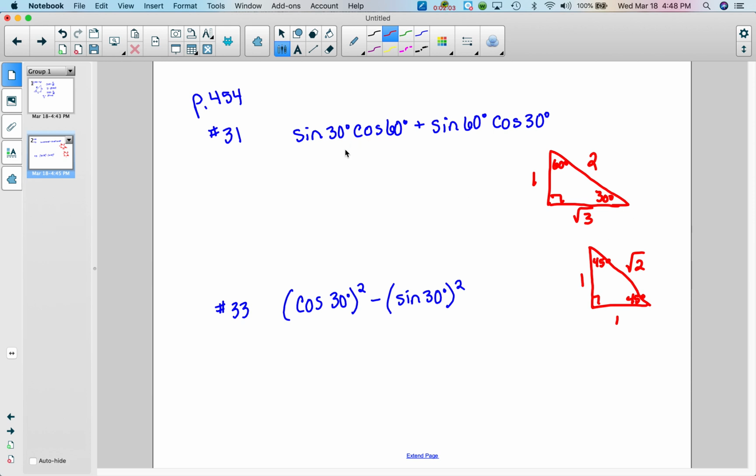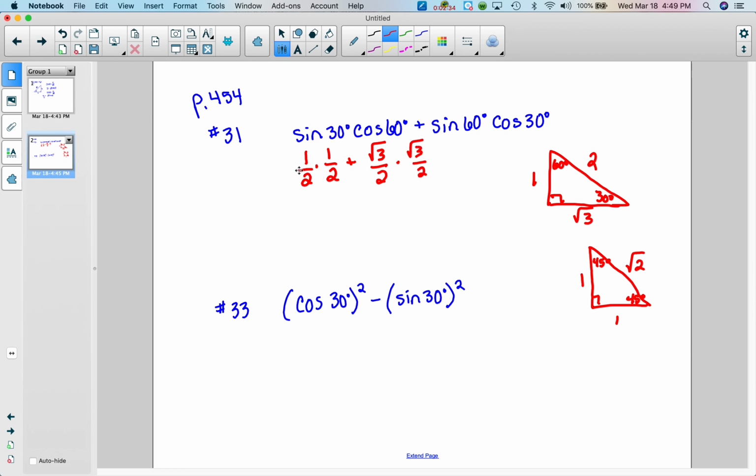So when we do sine of 30 degrees, here's my 30-degree angle. Sine is opposite over hypotenuse, so I get 1/2. Cosine of 60 degrees, here's 60 degrees up here. Cosine is adjacent over hypotenuse, so it's also 1/2. Sine of 60 degrees is opposite over hypotenuse, so square root of 3 over 2. And cosine of 30 degrees is adjacent over hypotenuse, so square root of 3 over 2.